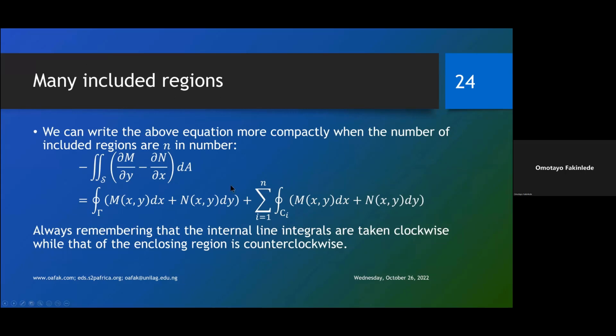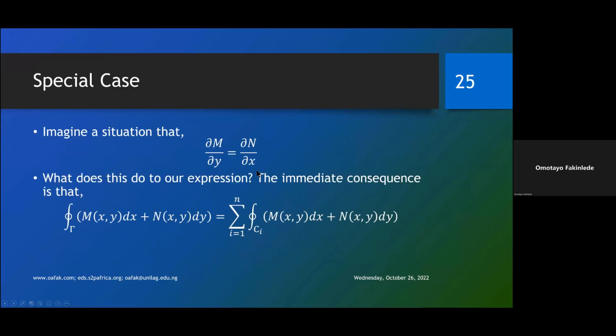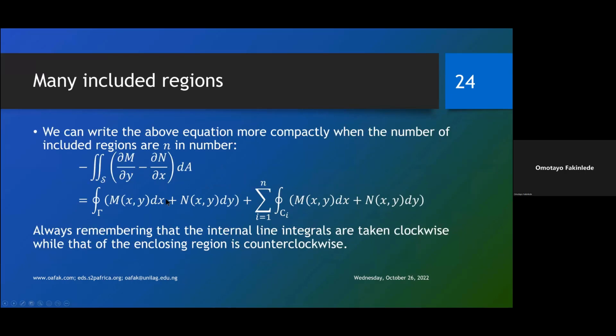Special case. Imagine a situation where the partial of M with respect to y is equal to the partial of N with respect to x. That means that difference is 0. When that happens, this term vanishes, and you have these two on the same side equal to 0. So if you carry one to the other side, you have this last expression.